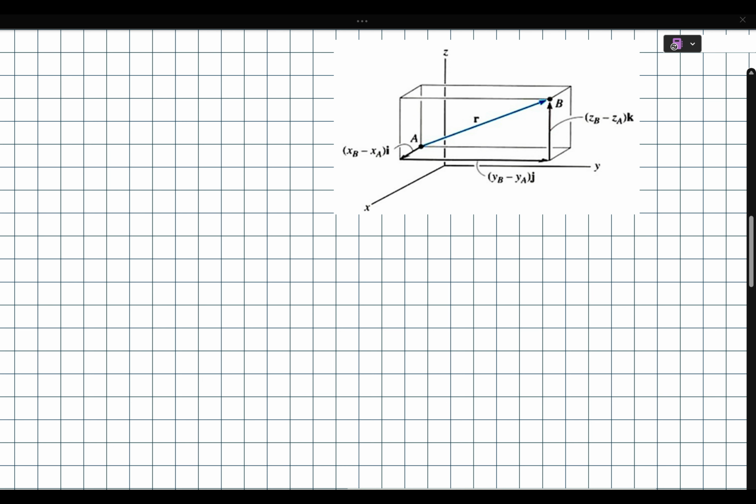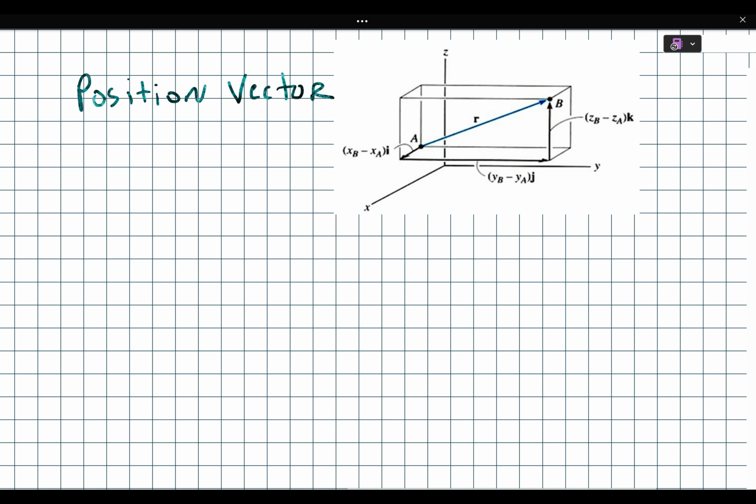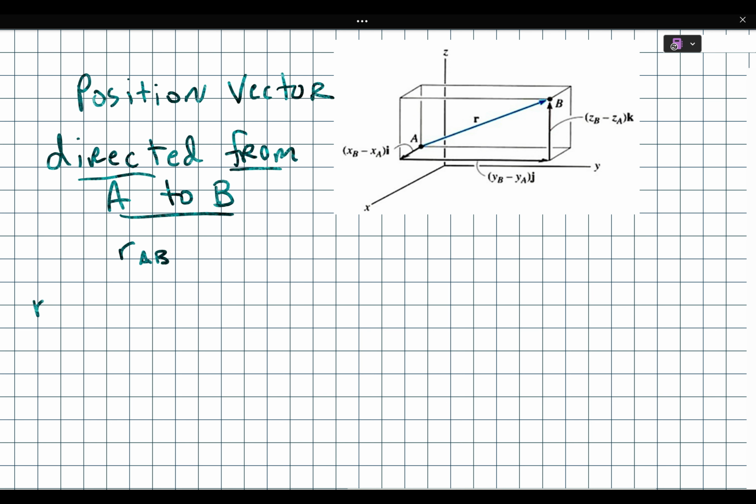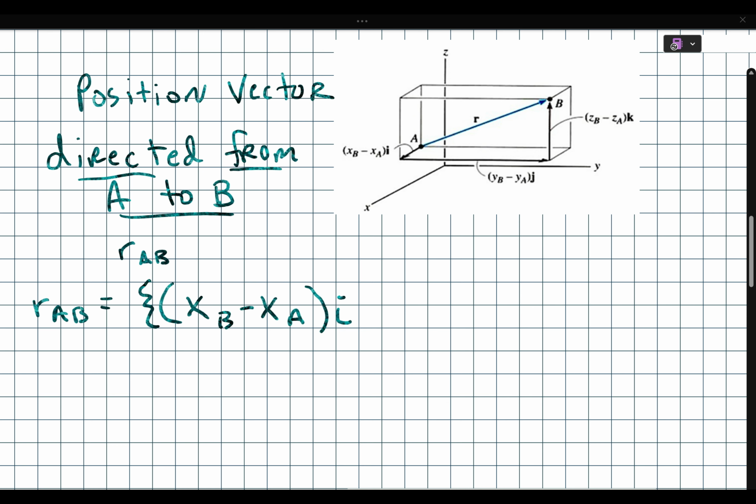So that position vector is going to be directed from A to B. So this is R sub AB, and R sub AB is defined as such: X sub B minus X sub A i, Y sub B minus Y sub A j, and then Z sub B minus Z sub A k.